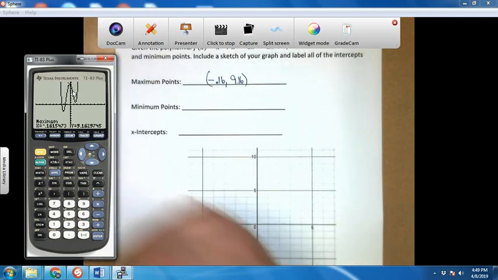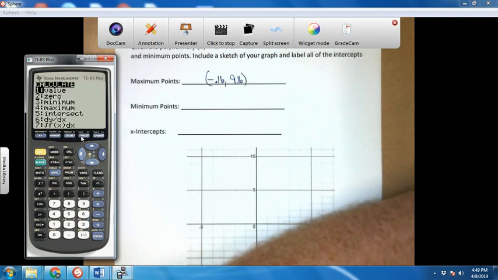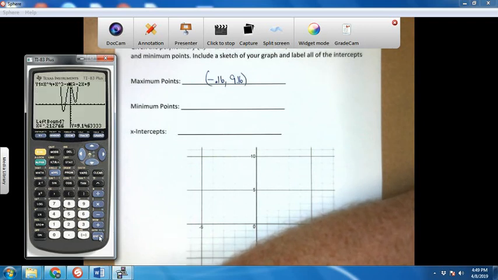Now I'm going to find the minimum points. So I'm going to press second and trace. Option 3 is minimum. Now I need to find this minimum over here to the left. So that means I need to go all the way to the left, so I'm on the outside of that turn. I'm going to press enter. Now I'm going to press the right arrow until I go to the other side of that turn. And then I'm going to press enter.